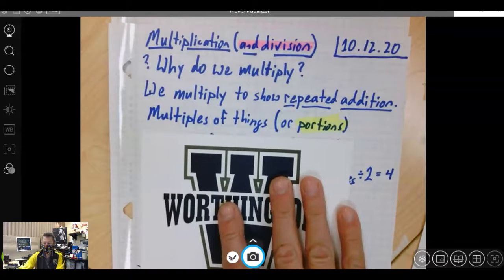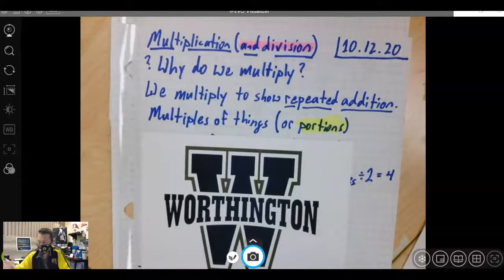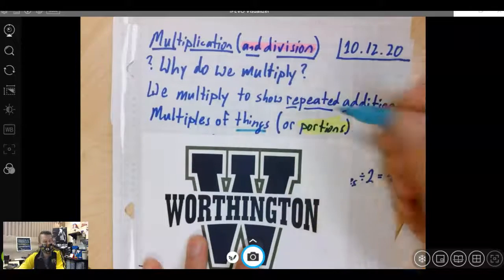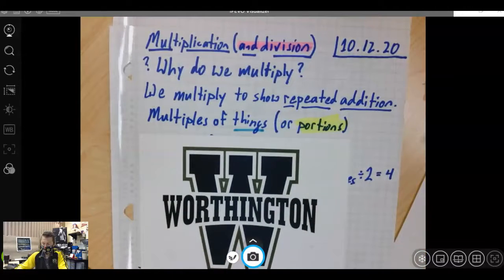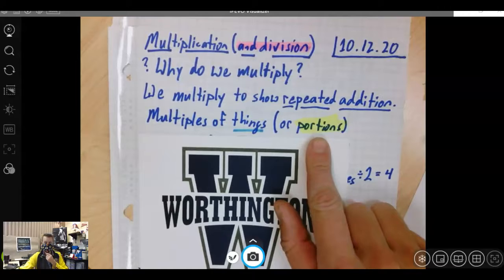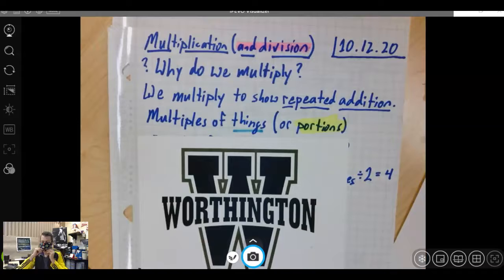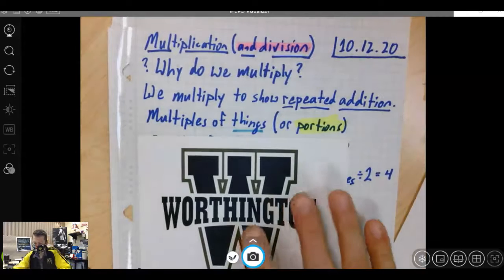So also, we multiply to show multiples of things, or if not things, it might be portions of things. So by things, I mean like whole things. Right? Like how many pizzas? How many donuts? How many boxes of cookies? But if we start talking about like a slice of pizza, that would be a portion of a bigger object. Right? So we use fractions in multiplication to represent portions of things. So please make sure that you've got the word portions written down. We multiply with fractions to show portions.